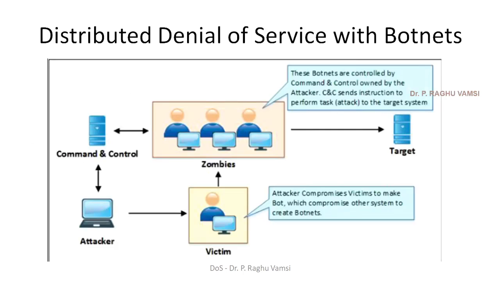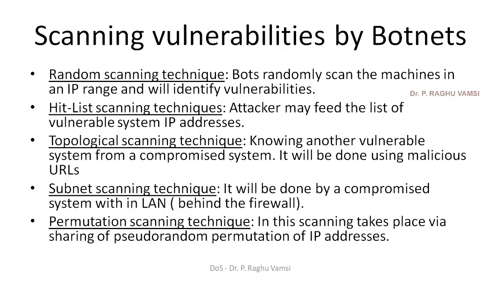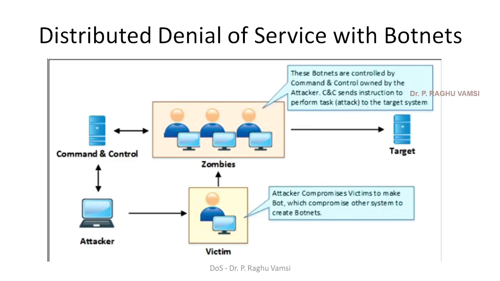So how will this scanning be done by these zombies? Scanning for vulnerabilities by a botnet is done in the following fashion. Random scanning technique: bots randomly scan the machines in the IP range and identify vulnerabilities. These vulnerabilities are reported to the attacker, and based upon them, the attacker will try to compromise a victim machine and add it as one of the zombies in his list.